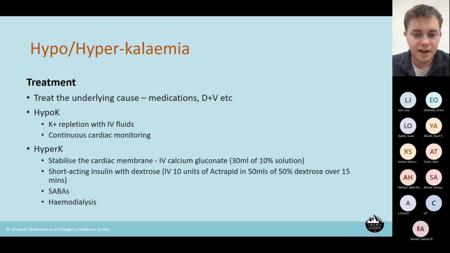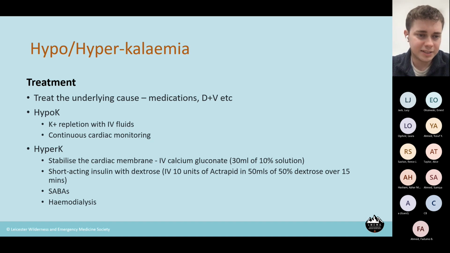Okay. In treating these, you need to treat the underlying cause primarily. So if they've got vomiting, diarrhea, you need to treat that, or if they're on medications like diuretics, you need to think about how you're going to manage that. But with hypokalemia in the emergency setting, you'd want to give potassium repletion, so IV fluids containing pre-added potassium chloride. You shouldn't exceed 10 to 20 millimole per hour via a peripheral vein, just because potassium is very highly irritant to veins.